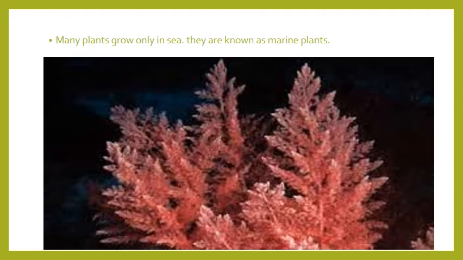And many plants grow in the sea, and we all know that the water of the sea is salty, means many plants grow in the salty water. These plants are known as marine plants. In the picture, we can see the red algae, brown algae, green algae. Three different types of algae are there, which are also known as marine plants.